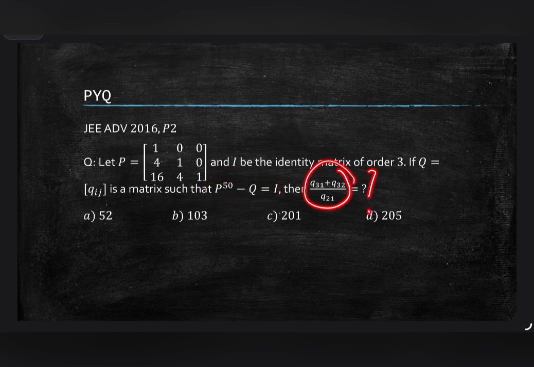Okay, this can be found very easily if we know Q. So the first target is to find the matrix Q. Now, from here identity is known to us, and if P power 50 is somehow known to us, we can find Q easily. One way we can think is to figure out the powers of P, like P, P square, P cube, P4, and then observe the pattern. But it's a 3 cross 3 matrix, so it won't be that easy.